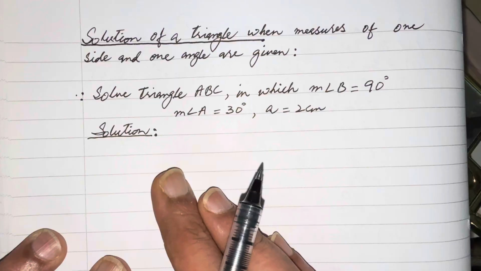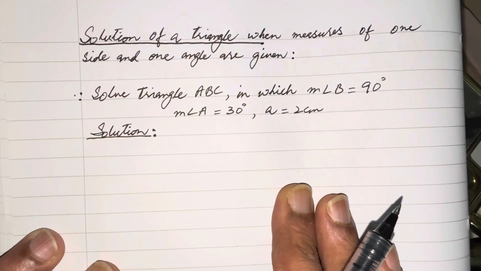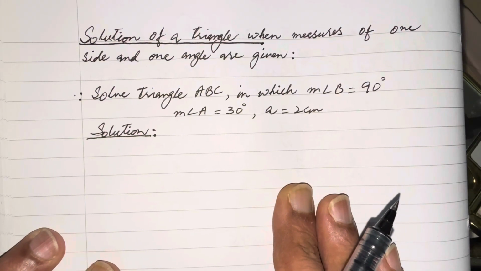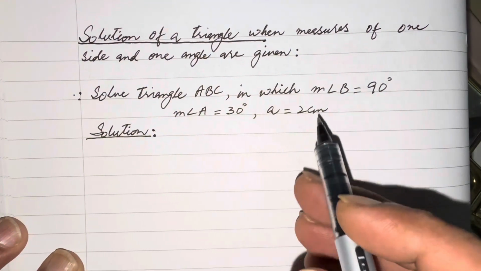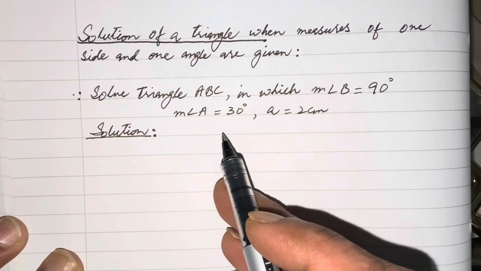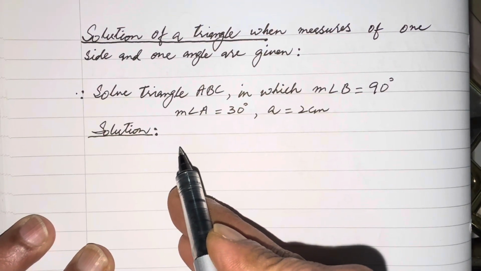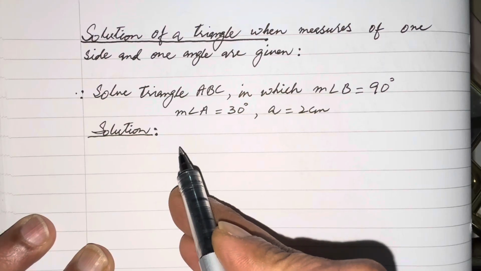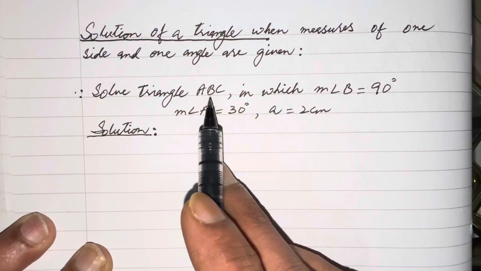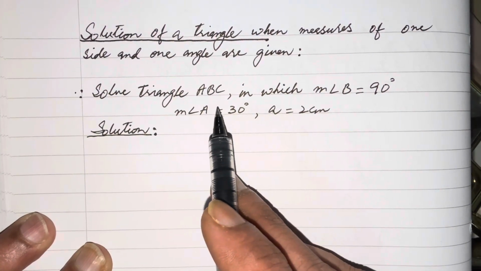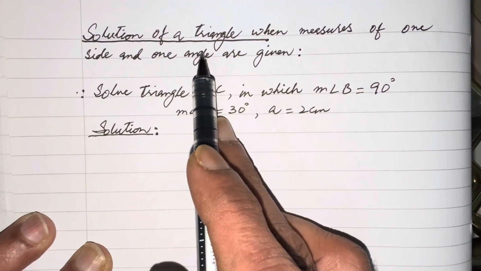So now in this lecture we are going to learn how we can find the solution of a right angle triangle by using the given elements, what things they have given in the question and what we have to find. We are going to take an example of this, which is called the solution of a triangle.